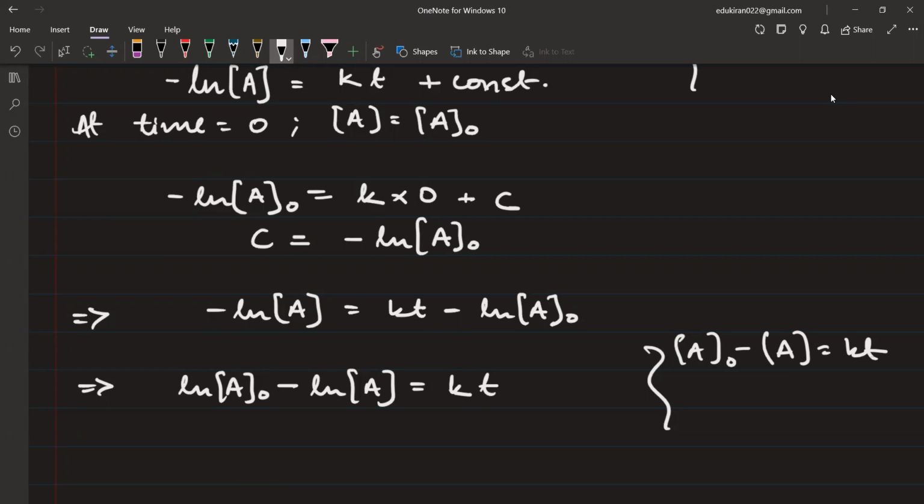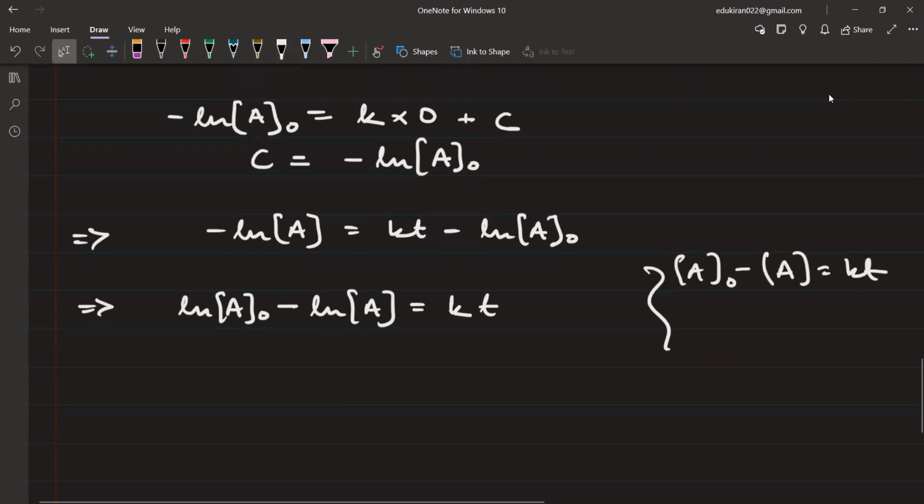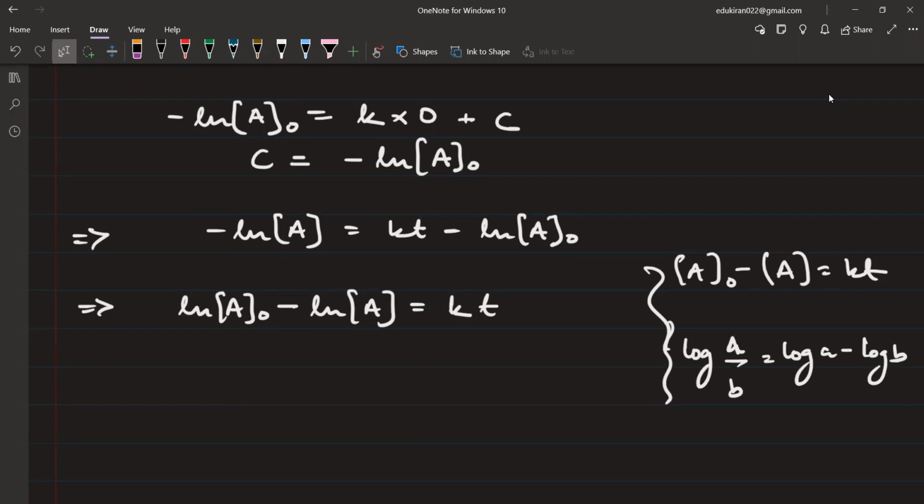But the other thing is that we cannot deal with ln. We have to convert this value in terms of log. Now, using the quotient rule, which says that log of A upon B is equal to log of A minus log of B, I can write this as ln of A naught upon A, which is equal to kt.